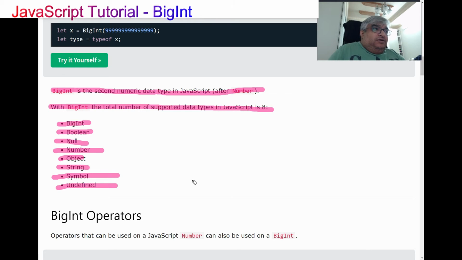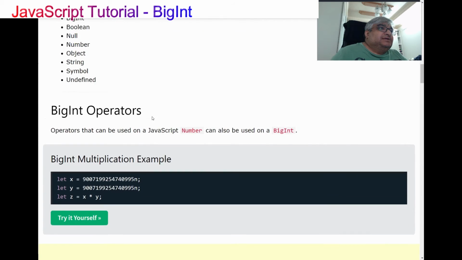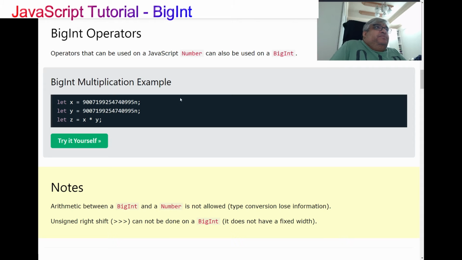Okay, so next, move to our next part of this lecture. So BigInt operators. By now we have defined BigInt, but that's not enough. We have to perform some operations on the big integer. So how to do that? Operators that can be used on JavaScript Number can also be used on BigInt. That's interesting. It means all the operators like multiplication, division, and all that stuff which we could apply on number can be used on the BigInt as well.